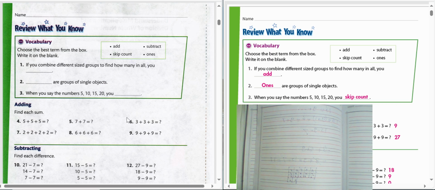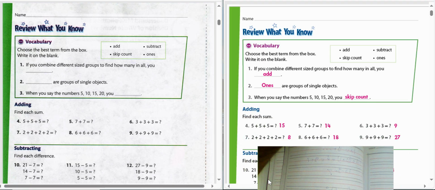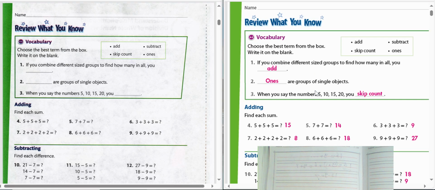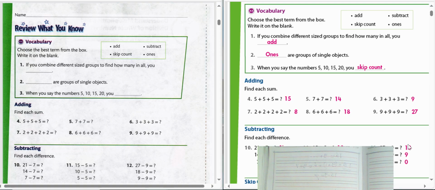3 plus 3 equals 6. 6 plus 3 equals 9. 2 plus 2 is 4. 4 plus 2 is 6. 8 plus 2 equals 10. Okay, this is the answer here. 6 plus 6 equals 12. 12 plus 6 equals 18. And also 9 plus 9 equals 18. 18 plus 9 equals 27. Then we must write here 27.